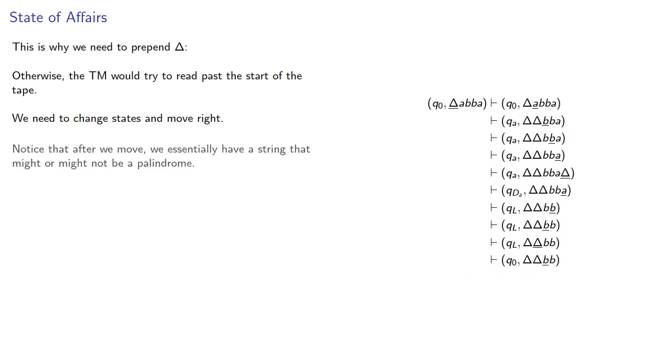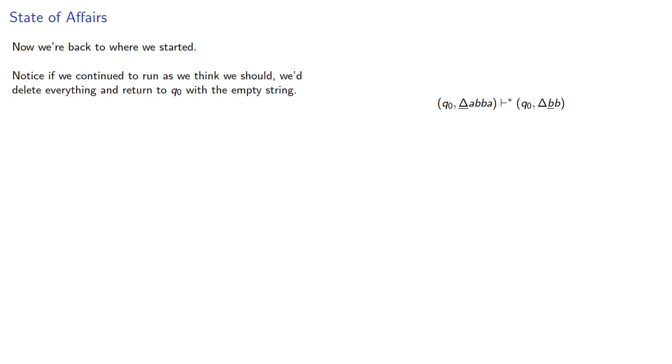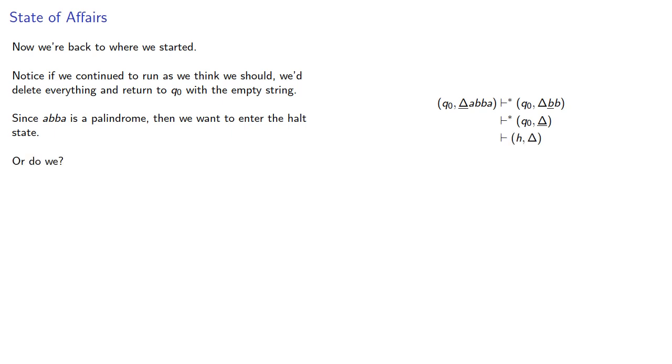Notice that after the deletion, we essentially have a string that might or might not be a palindrome. So we might as well reset to our state Q naught. And now we're back where we started. Now notice that if we continue to run as we think we should, we delete everything and return to Q naught with the empty string. And since ABBA is a palindrome, then we want to enter the halt state. Or do we?